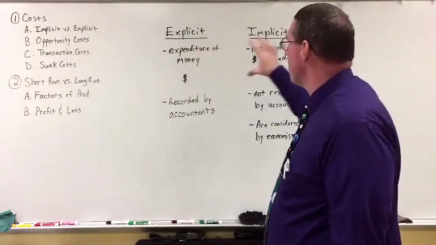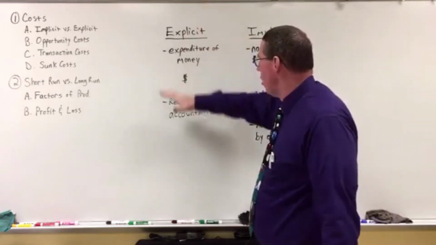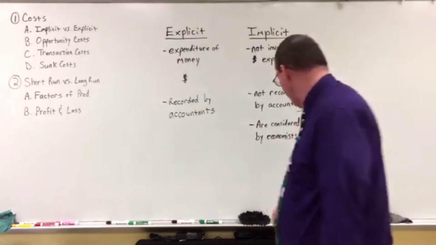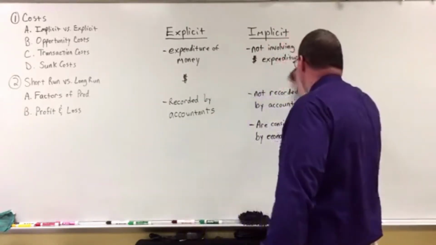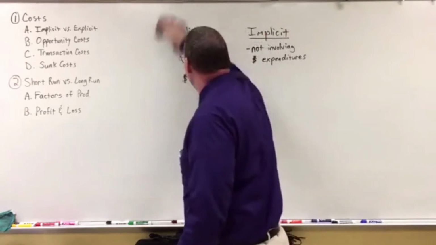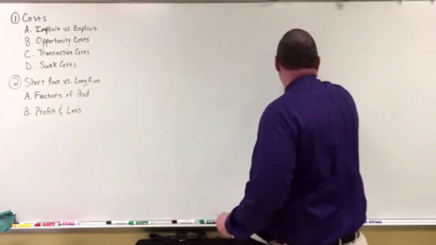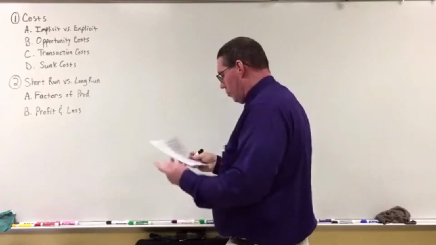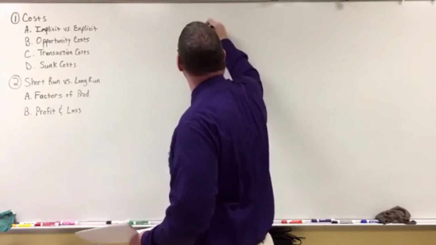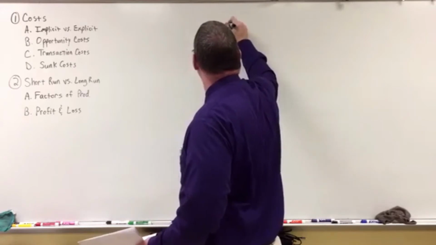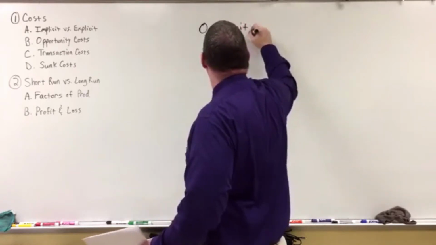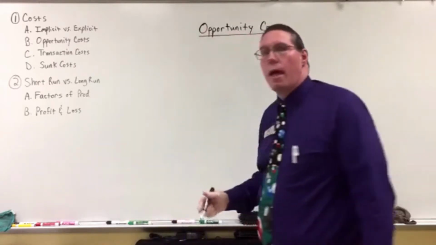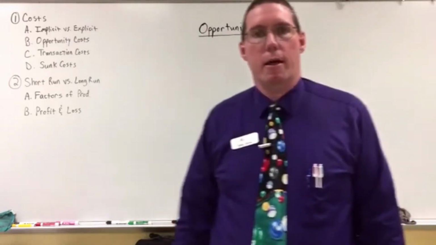Okay, so that's explicit costs versus implicit costs. Explicit costs, they're going to have a dollar sign. Implicit costs, they're not going to have a dollar sign. Okay? All right, let's talk about opportunity costs. I want you to think about what an opportunity is. What is an opportunity? An opportunity is a chance to do something, right?